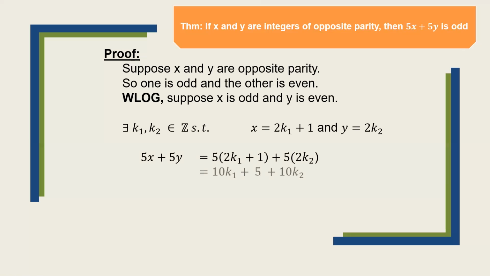Substitute, factor, and you see that we can write this in the form of an odd number, 2 times an integer plus 1. So therefore we conclude that 5x plus 5y is odd.